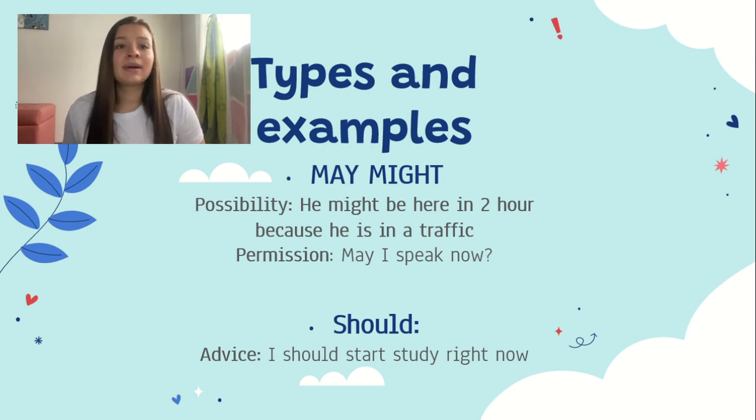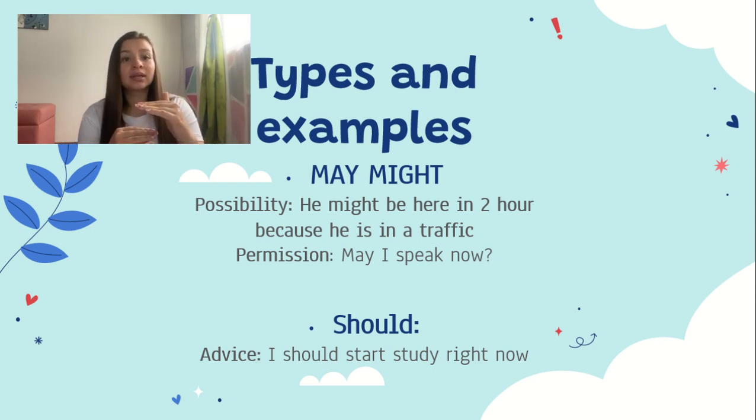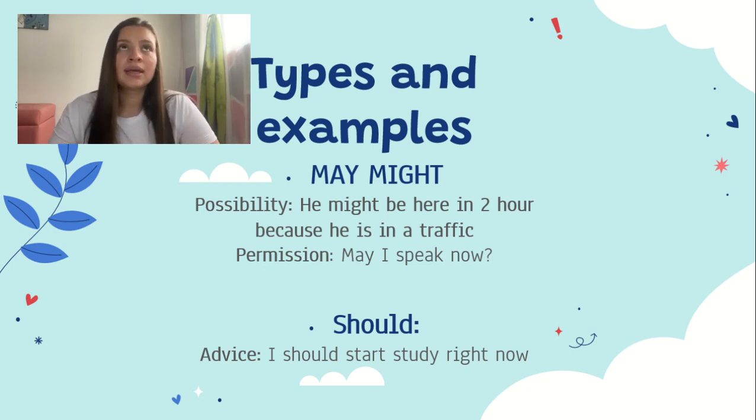And we can use both, for example, in a possibility. For example, he might be here in 2 hours because he's in traffic. As we are using might, it is a low possibility. But if, for example, we use may, we have, for example, 50% that he will be here. Okay, it's more possibility. And may is most common in a permission. Okay, for example, may I speak now? It is most common with may.